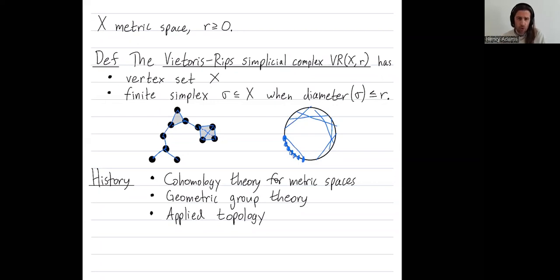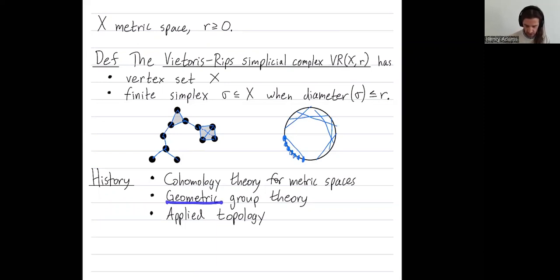Vietoris invented these for use in cohomology theory. So we already had simplicial cohomology theories for simplicial complexes, but we wanted cohomology theories for other spaces, more general topological spaces, metric spaces maybe. So this is a way to build a cohomology theory for metric spaces. You do this Vietoris-Rips construction, turn your metric space into a simplicial complex, and then Vietoris is taking the limit as the scale r goes to 0.